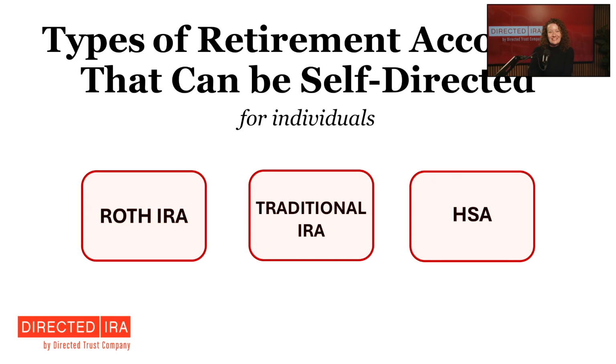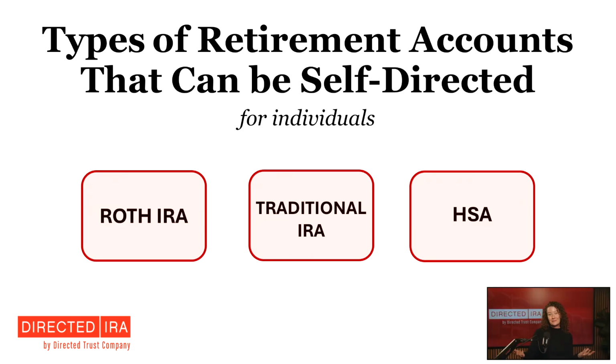All right, let's jump into what types of retirement accounts can actually be self-directed. What you're seeing here are the three most common types of retirement accounts that are self-directed by individuals. We've broken this down into two different types, for individuals and for small businesses. What you're seeing here is something that everybody with earned income with a United States issued Social Security number is able to contribute to. So if you've got that earned income, you're welcome to utilize a Roth, traditional, or HSA.